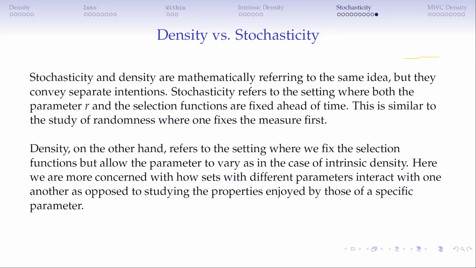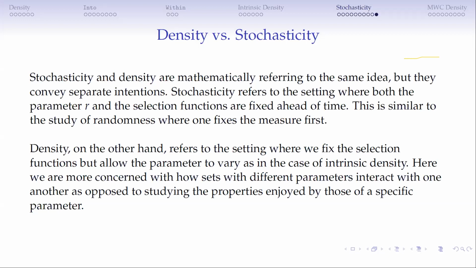So stochasticity and density are motivated by intrinsic density. For intrinsic density, we said, here are the things that we're going to measure, and then just make sure that they're all the same. And we don't care what value they are, as long as they're all the same. For stochasticity, that's generally coming from the perspective of randomness, where we say, here's our measure, or here's the R. Here are the ways that we can select things. Now make sure that all of these things evaluate to R.